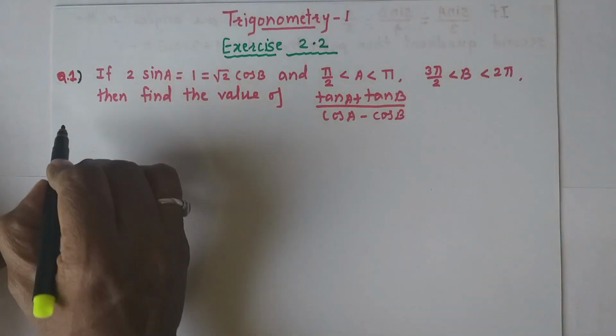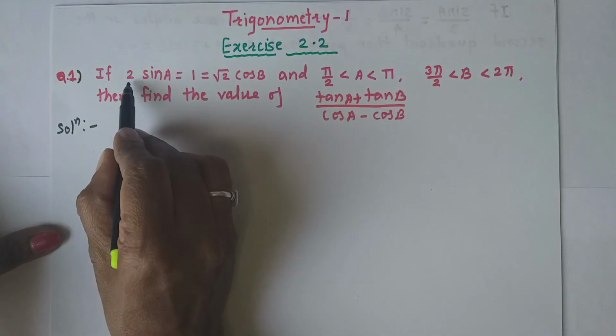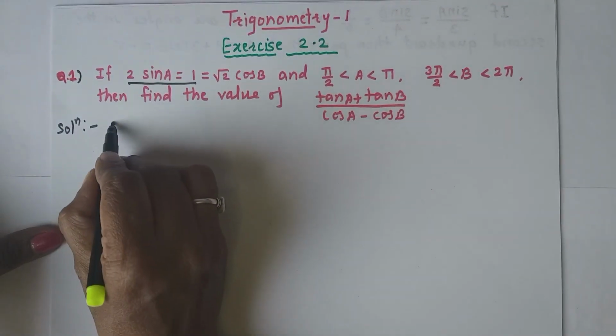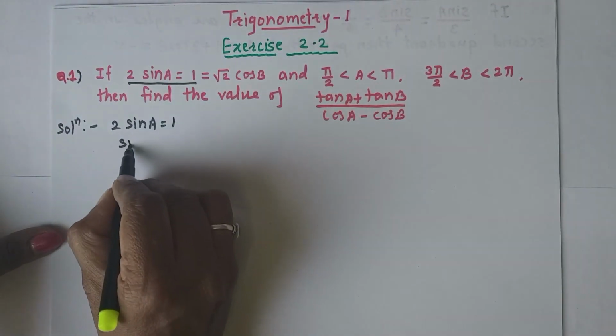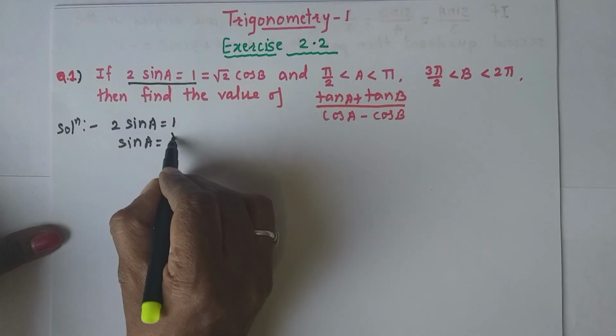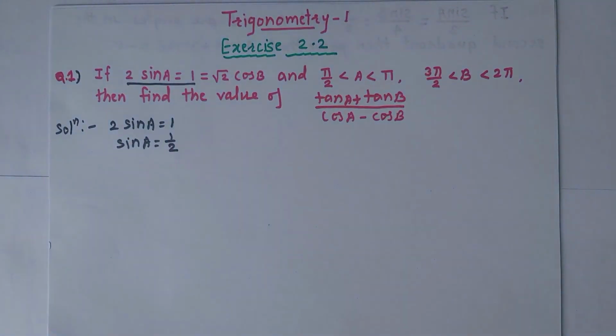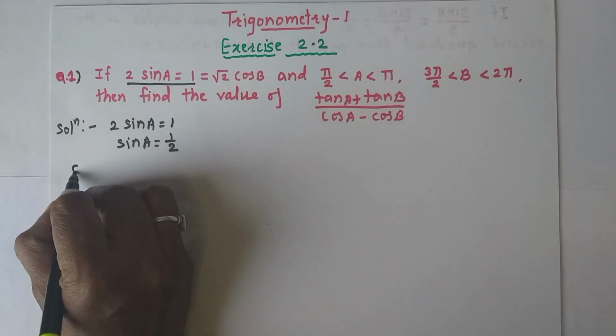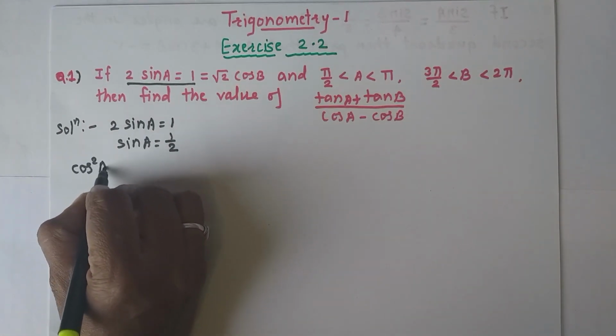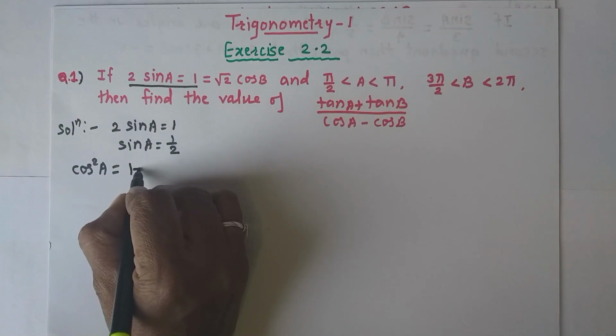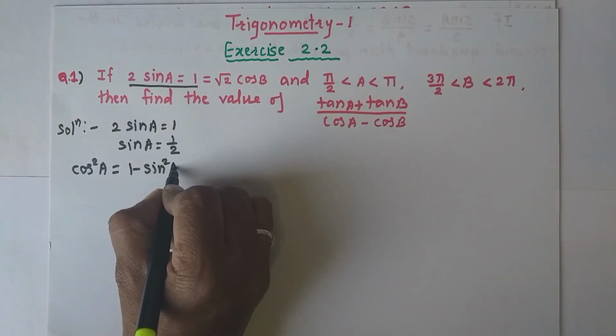Okay, let's see here. In the solution, first take this equation: 2 sin A = 1. From this, I will get sin A = 1/2. Now, since sin A is 1/2, we will use the identity sin square theta plus cos square theta equals 1 to find cos theta. From this identity, cos square A will be 1 minus sin square A.